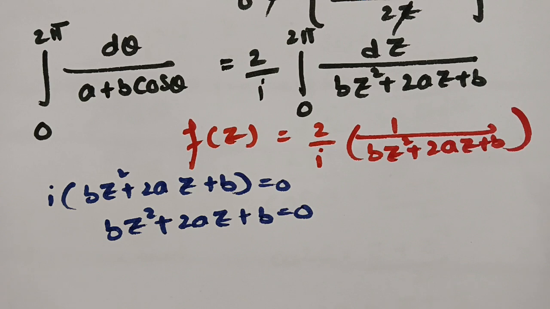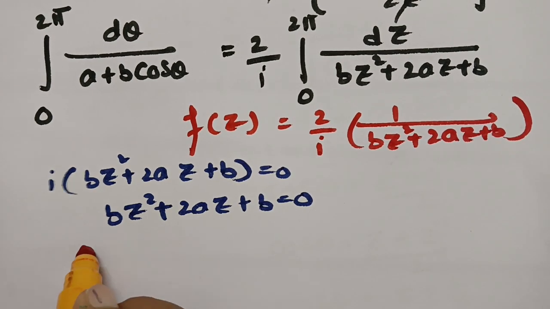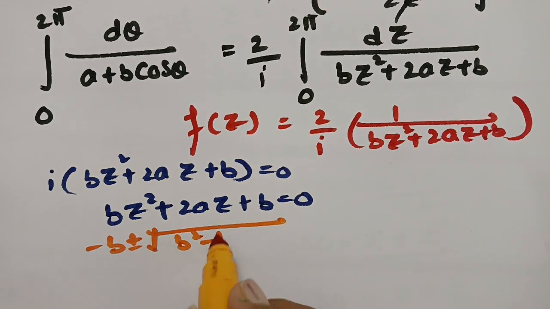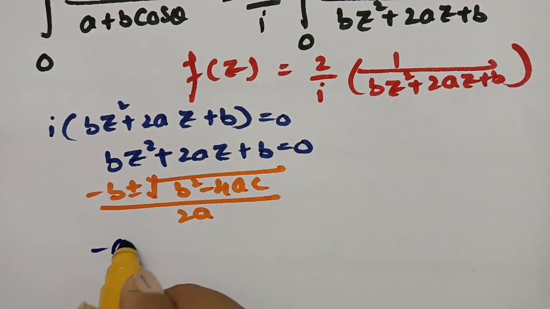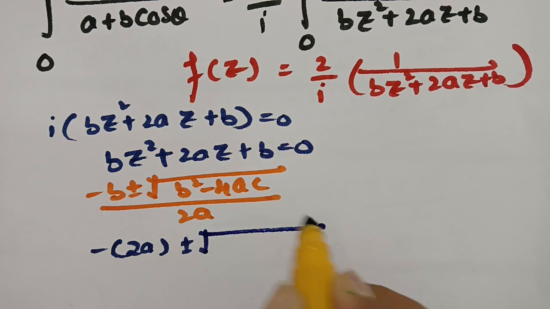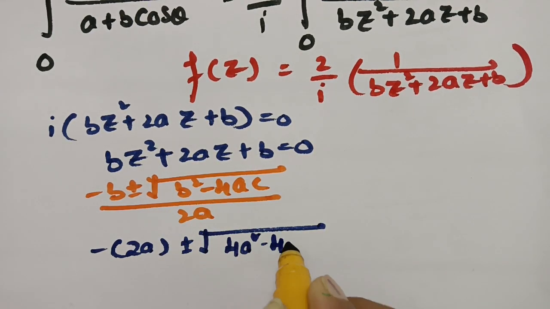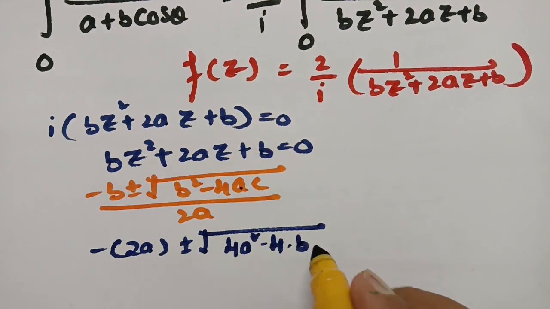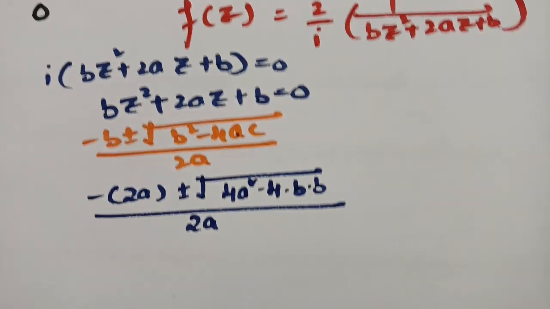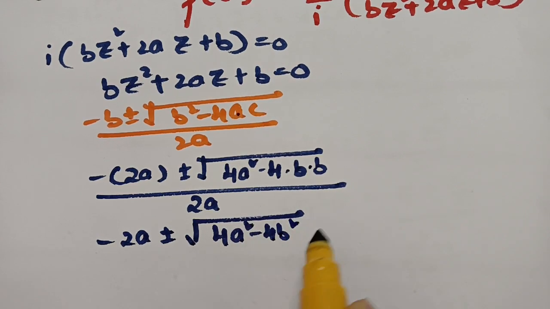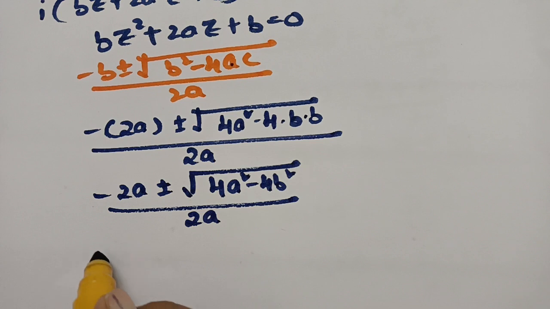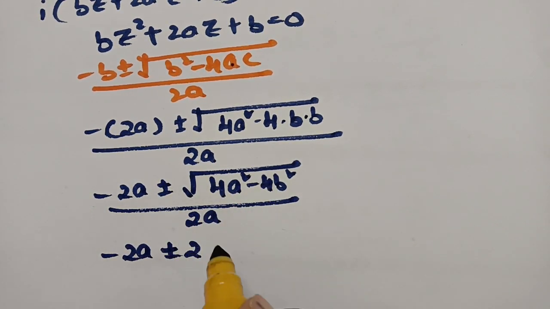For finding the roots, we have the formula minus b plus or minus root over b square minus 4ac by 2a. Here this value is a, this is b, and this value is c. So if I substitute here, in place of b we have minus 2a, plus or minus root over 4a square minus 4 into b into b, by 2 into b. So this is minus 2a plus or minus root over 4a square minus 4b square, by 2b. If I take 2 common from this root, this will be a square minus b square.